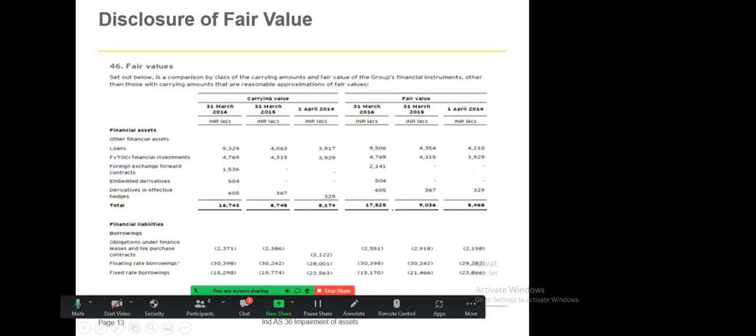Disclosure comes into picture when you have to give the fair value of a specific asset. So as per 113, you need to give the fair value. You need to disclose the fair value of all the financial assets and the financial liability corresponding to the carrying value of an asset or a liability. So this is how the disclosure will be, that at one side your carrying value will come and on the other side your fair value will come.